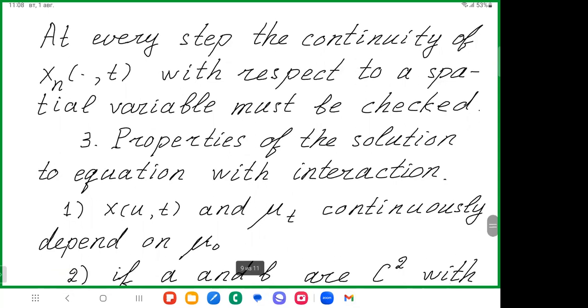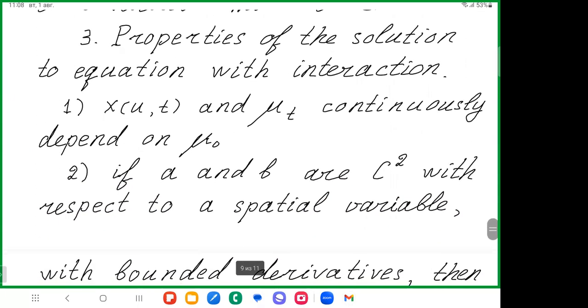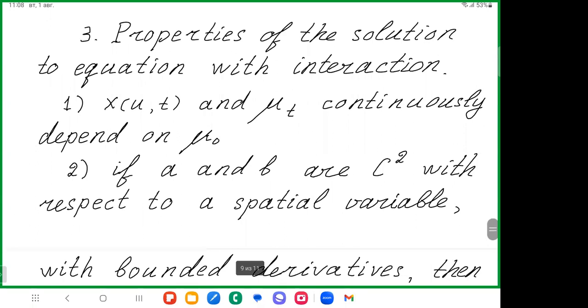This is just the new steps which we face when applying the iteration method to prove the existence and uniqueness of the solution to the equation with interaction. Now, let's consider the properties of the solution to the equation with interaction. The first one is maybe expectable, but also very useful: the mapping X and the measure-valued process mu t continuously depend on mu0.